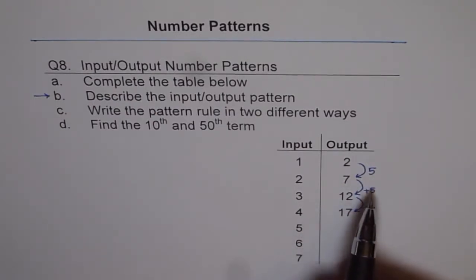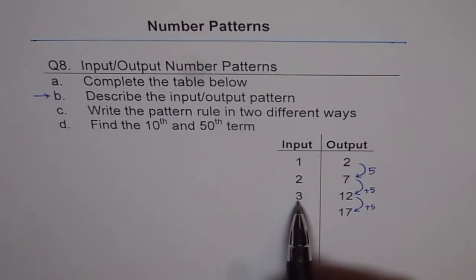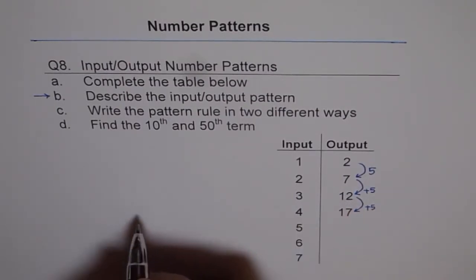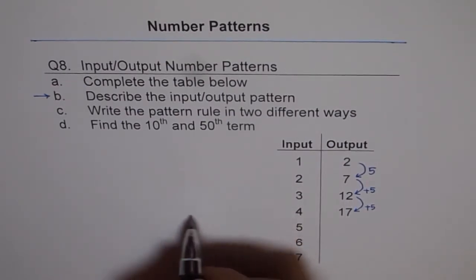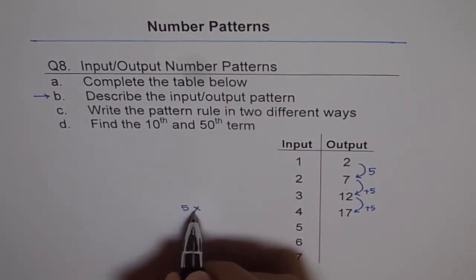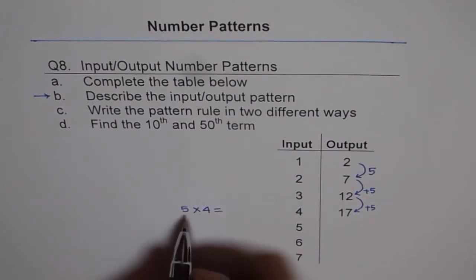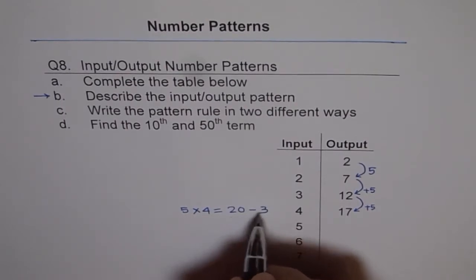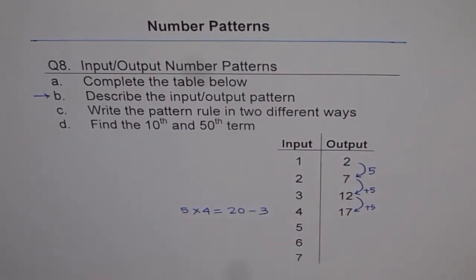Correct? 5 times 3 is what? 5 times 3 is 15. And from 15, how do you get 12? Minus 3. Do you see that? Let me do this for 4, right? 5 times 4 is equal to 20, right? How do you get 17? Minus 3. 20 minus 3 is 17. Wow, that's the way to get it.